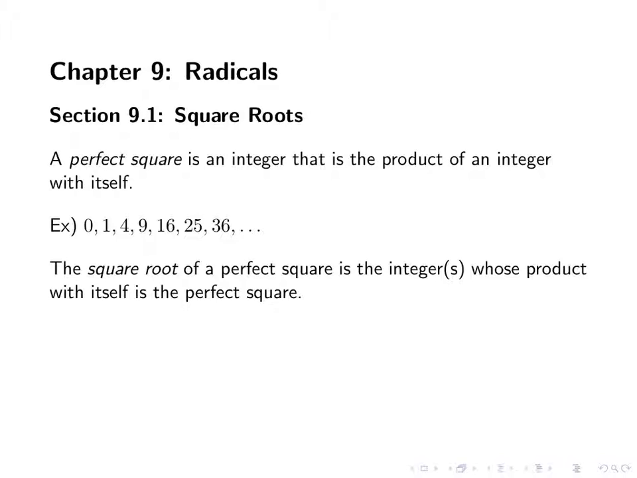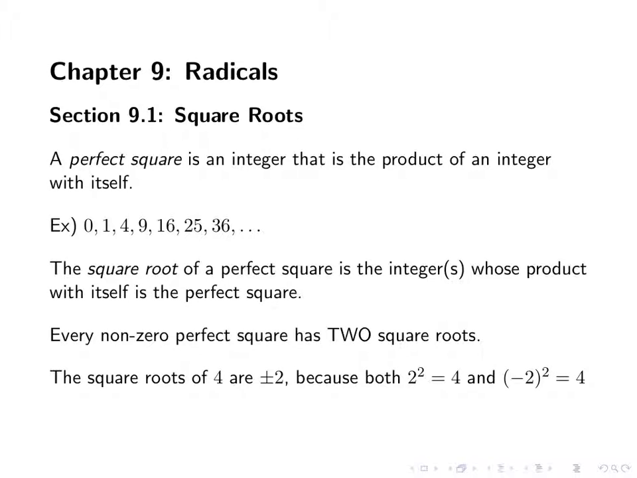The square root of a perfect square is the integer, or more accurately the integers, whose product with itself is the perfect square. Every non-zero perfect square has two square roots. The square roots of 4 are plus or minus 2, because both 2 squared and negative 2 squared are equal to 4. The only exception to this is 0, because both positive and negative 0 are 0. So besides 0, every other perfect square has two square roots.